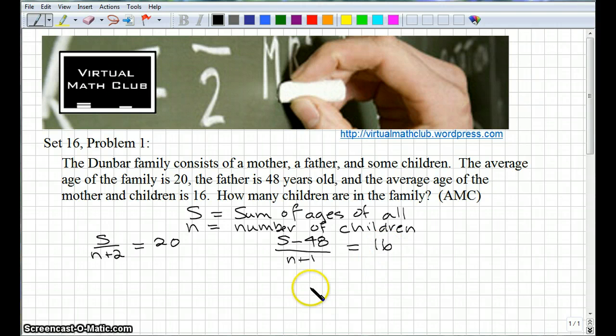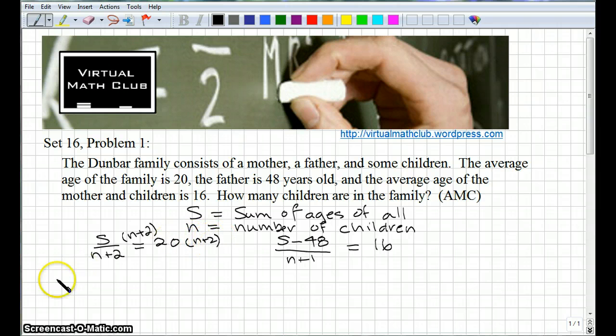Alright? So now I have two equations and two unknowns, and that's always a good thing because usually when you have two equations and two unknowns, you can solve for both of those unknowns. So let's go ahead and do that. It just takes a little bit of algebraic manipulation here. First thing I'm going to do, I don't really like the fraction. I don't want to work with fractions. So in order to get rid of the fraction, I'm going to multiply both sides by n plus 2.